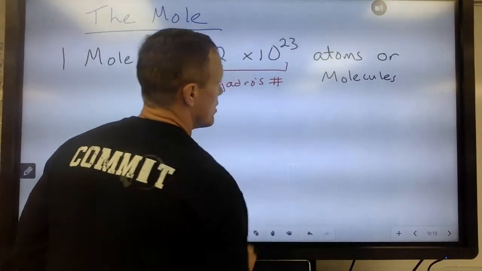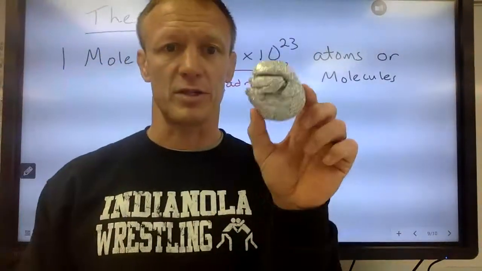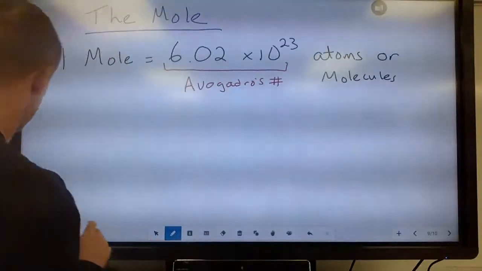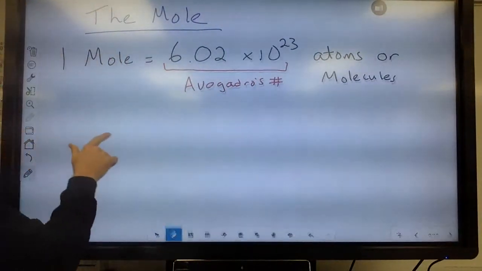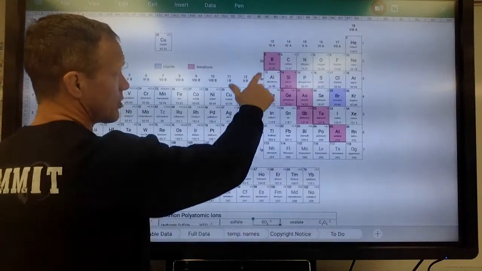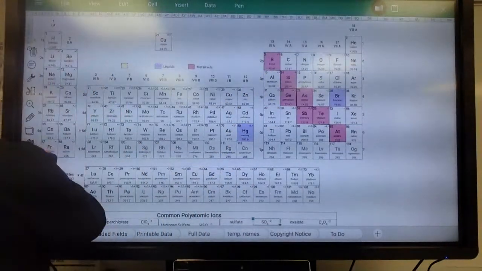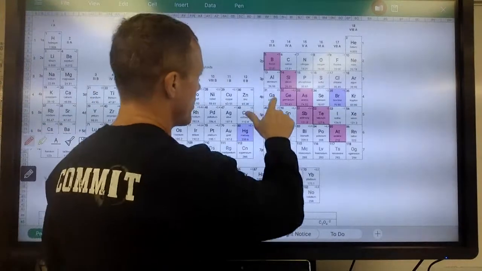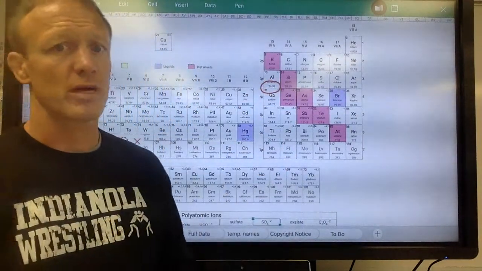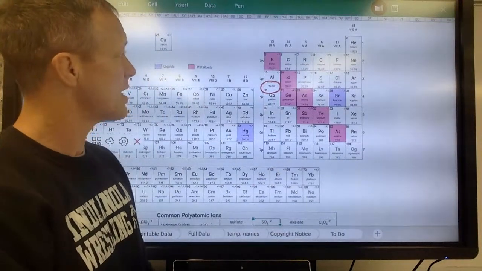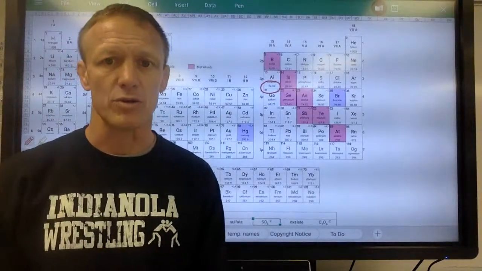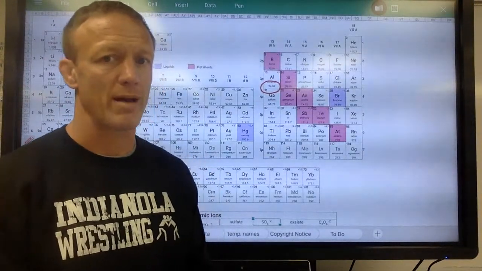Now, you might wonder, how do I know this is a mole? Well, if we go to the periodic table and look at aluminum, here's aluminum right here. If you remember from earlier in the year, this number, 26.98, is the mass in AMUs for a single individual aluminum atom.